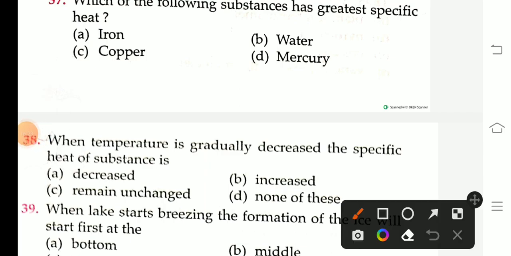Next, which of the following substances has greatest specific heat? Right answer, option B, water. Next, when temperature is gradually decreased, the specific heat of a substance is, right answer, option A, decrease.